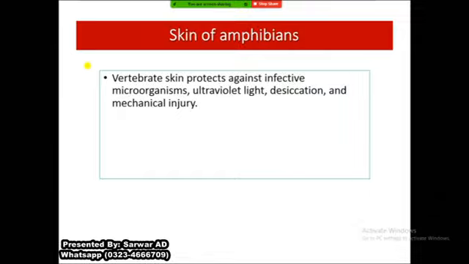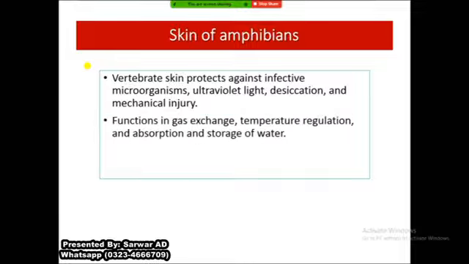Vertebrate skin protects against infective microorganisms, ultraviolet light, desiccation and mechanical injuries. These are the benefits of vertebrate skin, because it generally protects the organism from various types of harmful environmental stimuli or factors like desiccation, mechanical injuries, ultraviolet light or other infective microorganisms.